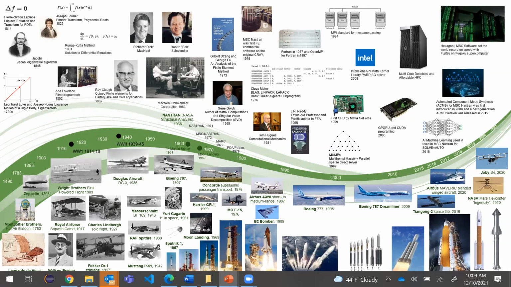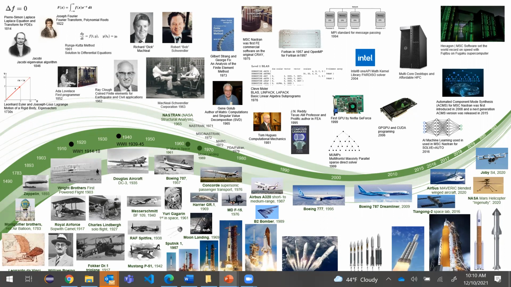And then moving into Dick McNeil, who really founded MSC Nastran, so consultancy with NASA, and then some of the big influencers in engineering mechanics, and finally the trends and other things that have influenced the development, and then basically the products and systems influenced by Nastran.